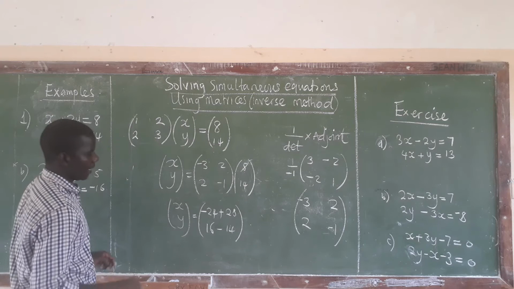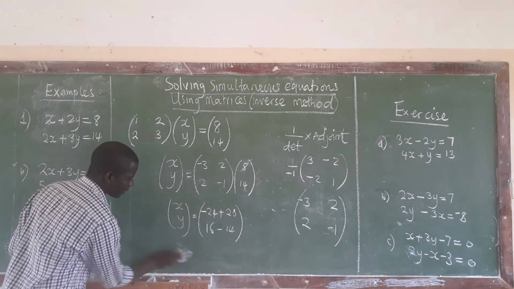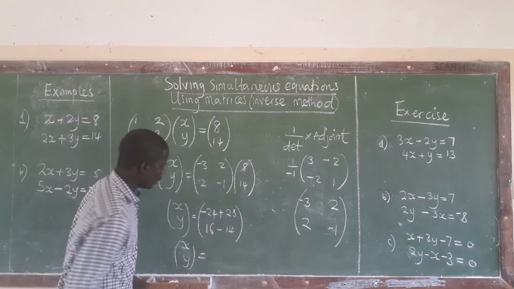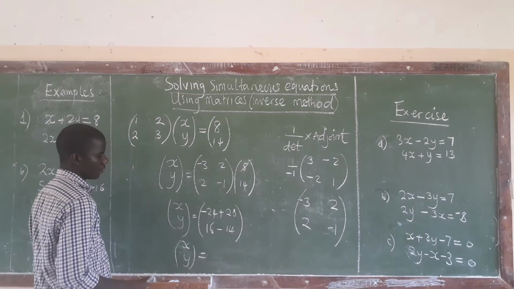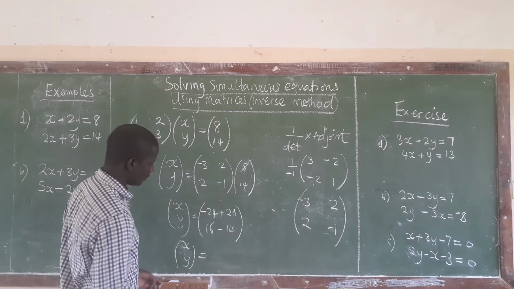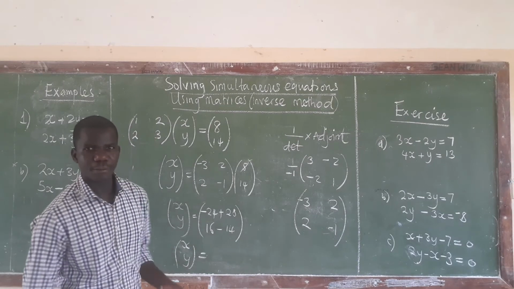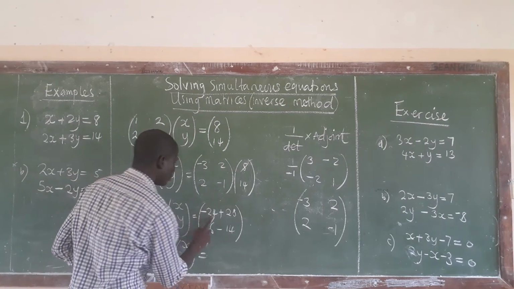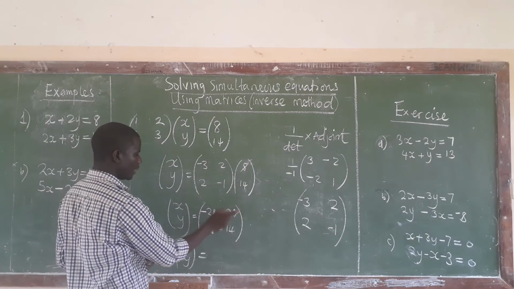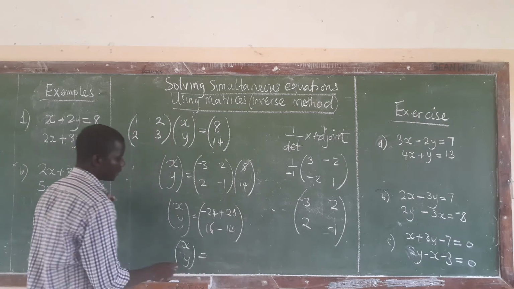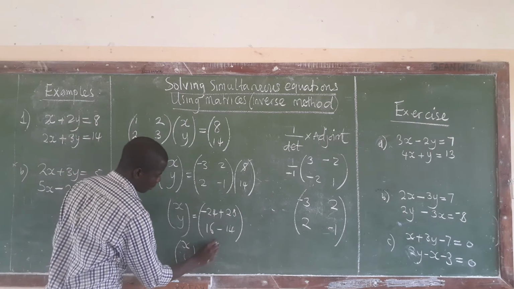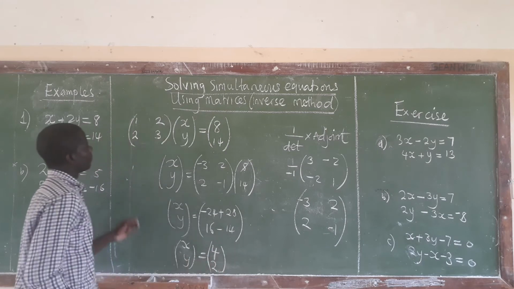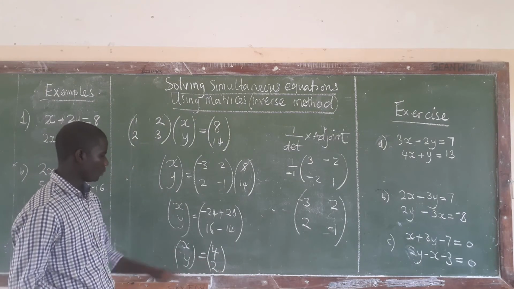Okay? Then we can say now x, y. We work out this part. What do we get? We work out this part. What are we getting here? Alright? So negative 24 plus 28, what we are getting is 4. And here we are getting 2.